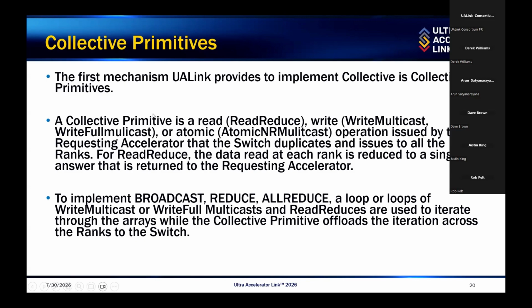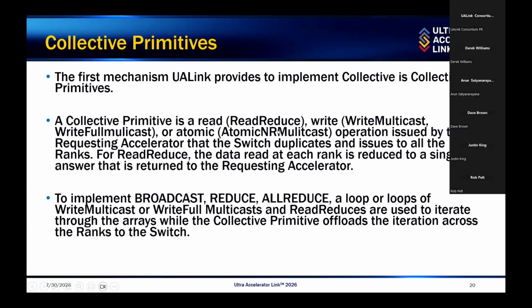Now, we'll see later that the read reduce collective primitive will be used to implement the reduce and the all reduce collectives, and write multicast or write full multicast will be used to implement the broadcast collective. The atomic multicast isn't really used to implement a collective. It's used to write flags at all the ranks and update flags to help synchronization and delineate when collectives have been finished processing.